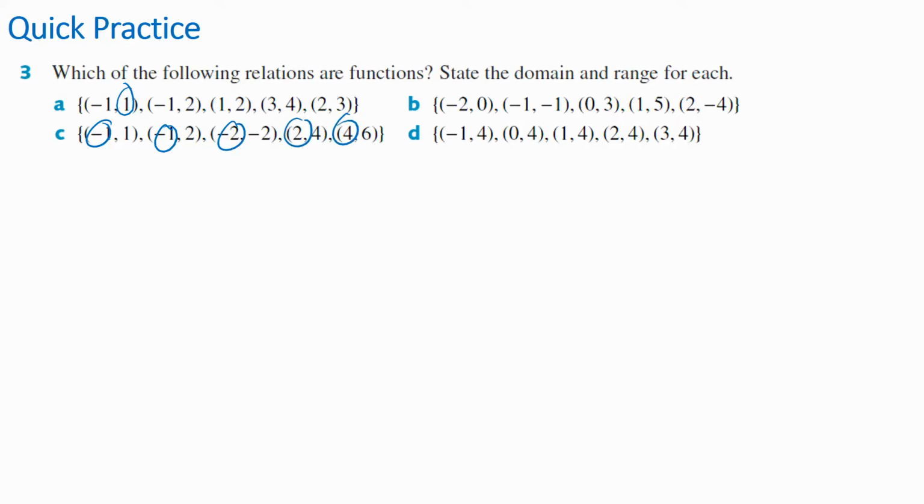Relation, repeated x values again. You can draw that and you can see that x is not being faithful. Next one, D. Is that a function or a relation? Function, good. -1, 0, 1, 2, 3.